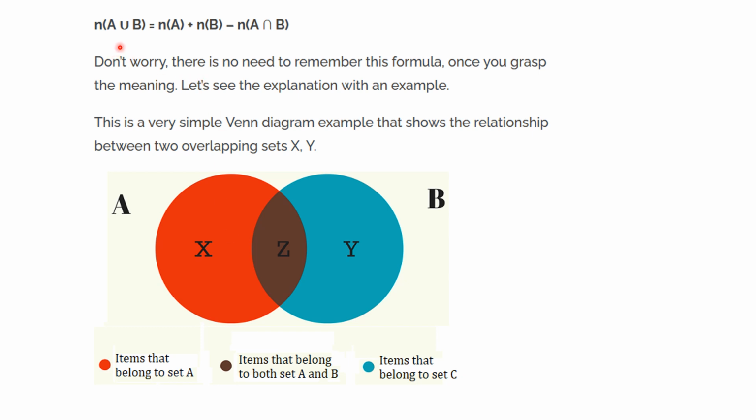So the number in A or B, or A union B, is the number in A plus the number in B minus the number that is in A and B, or A intersect B. So that is the formula, and that's the Venn diagram discussion.